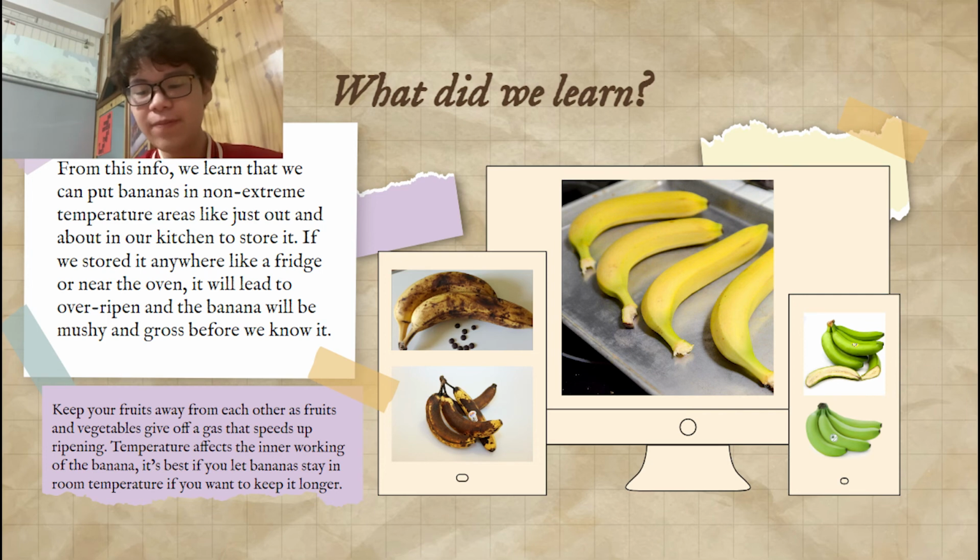Keep your bananas away from other fruits, as fruits and vegetables give off gas that speeds up the ripening process. Temperature also affects the inner working of the banana. It's best if you let the banana stay in room temperature if you want to keep it longer.